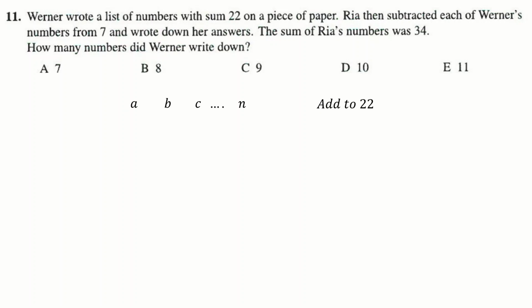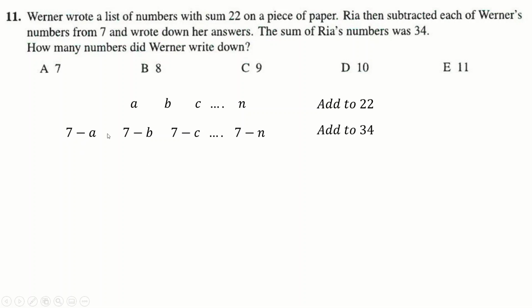Anyway, next person subtracts 7 from all of the numbers. No, they don't. They subtract each of the numbers from 7. Just read that the right way around. So it's 7 take away this is the number below this, 7 take away that, 7 take away that, and so on. And those all add up to 34.